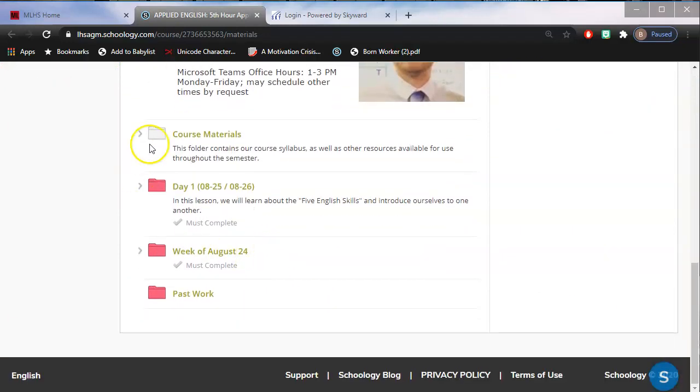Moving forward, the rest of my folders right here are lessons, but they're kind of divided up differently. So notice that day 1, the current lesson, it's starting up in a day here, is one that is appearing towards the top because I want students to access it more easily. Notice also that even though day 1 is one day, it's split between 2 because I teach 2 Applied English classes each day. So 5th and 7th hour will have the 25th, 6th and 8th will have the 26th, but it is the same lesson, just flip-flops.